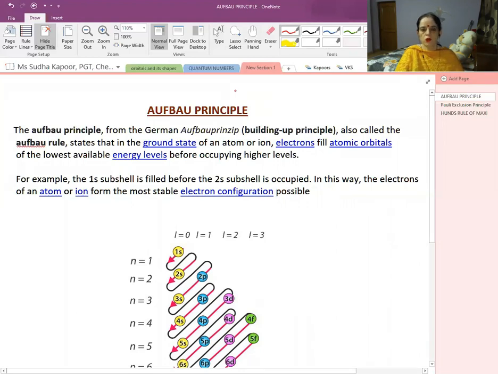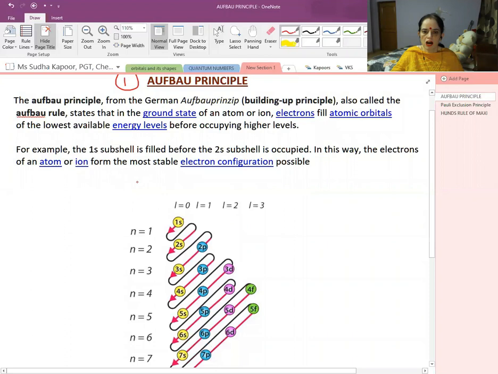So the first, very important rule is the Aufbau rule. It is our first rule, the Aufbau principle. The word Aufbau itself means building up principle. According to the Aufbau rule, when we are filling the electrons, we always move from the ground state of an atom or ion towards the higher energy level, that is, from lower energy level to higher energy level. The filling of electrons takes place following a diagonal method, as given in the Aufbau principle. So let us see the filling method.